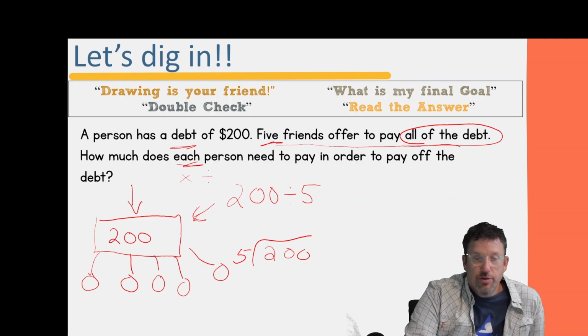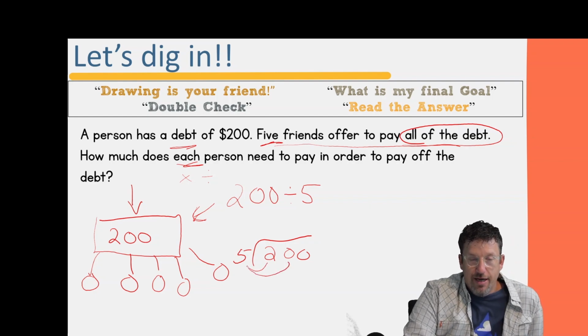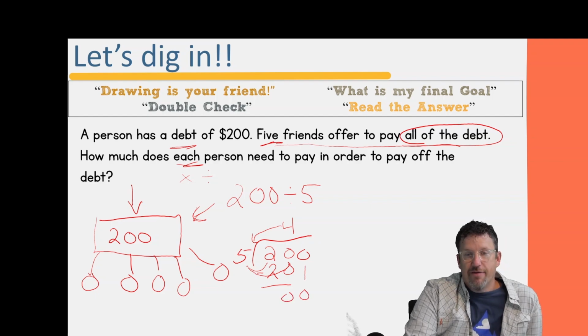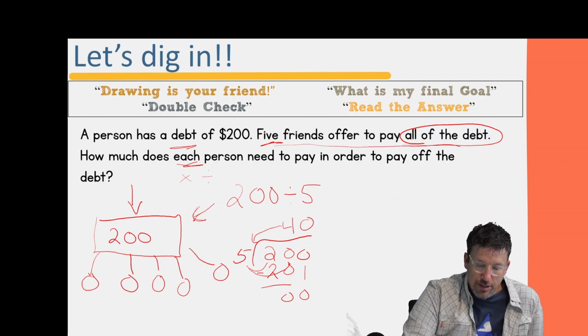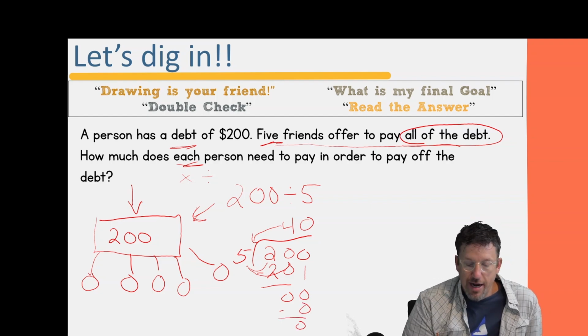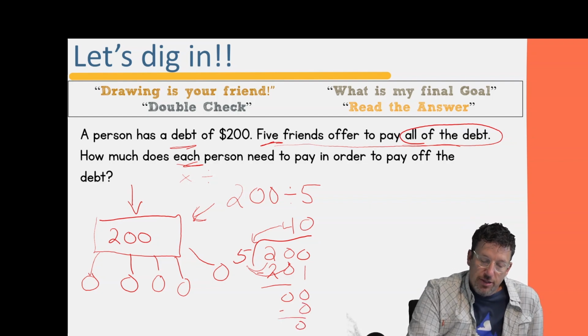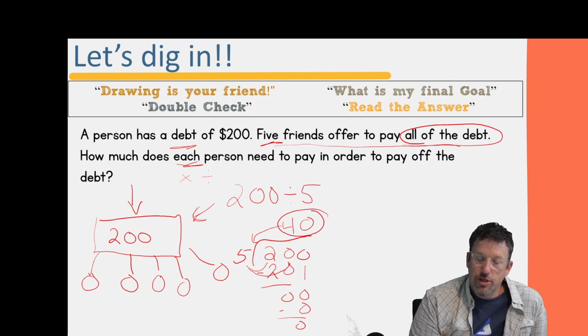Well, how many times does 5 go into 2? It does not. How many times does 5 go into 20? 5, 10, 15, 20. It goes into it 4 times. 4 times 5 is 20. Subtract, we get 0. Bring down the last 0. How many times does 5 go into 0? It does not. What's 0 times 5? It's 0. We subtract. We got nothing left over. So our answer is telling us that each kid is going to pay $40.